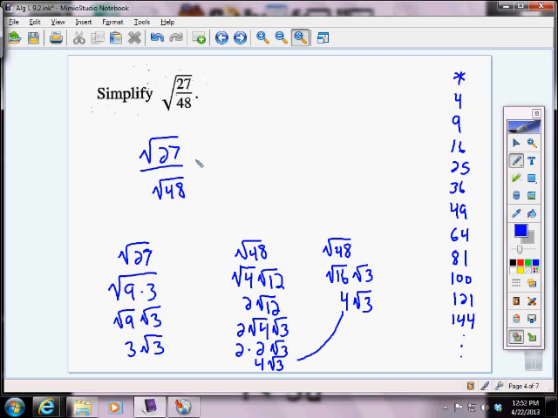Okay, so let's see what we're going to do from here. We know that the square root of 27 is the same thing as saying 3 times the square root of 3. We know the square root of 48 is the same thing as saying 4 times the square root of 3. Square root of 3 on top, square root of 3 on the bottom, they're going to divide each other out, and we're going to be left with 3/4. Again, that's way simpler to look at and understand than this is.